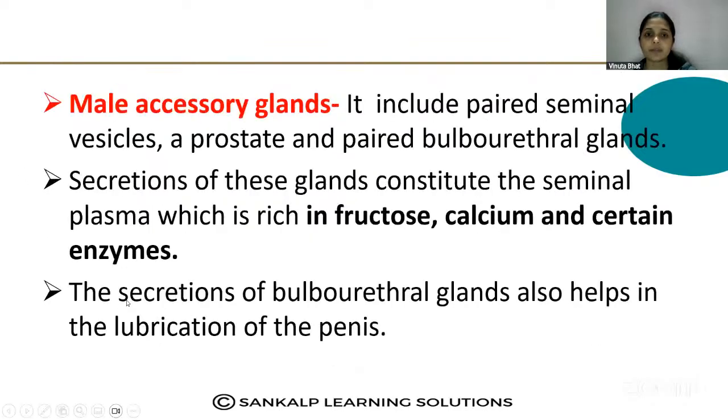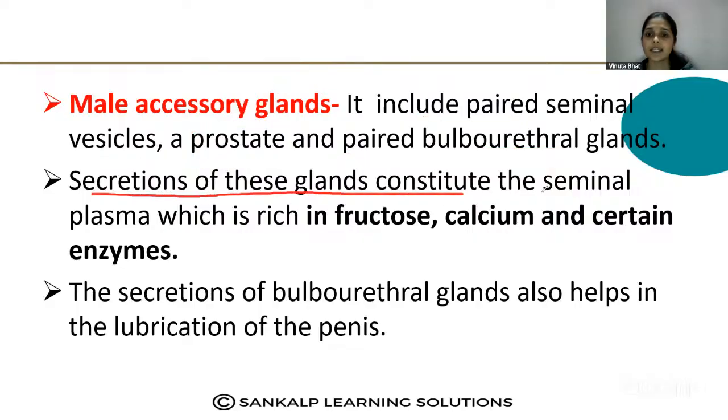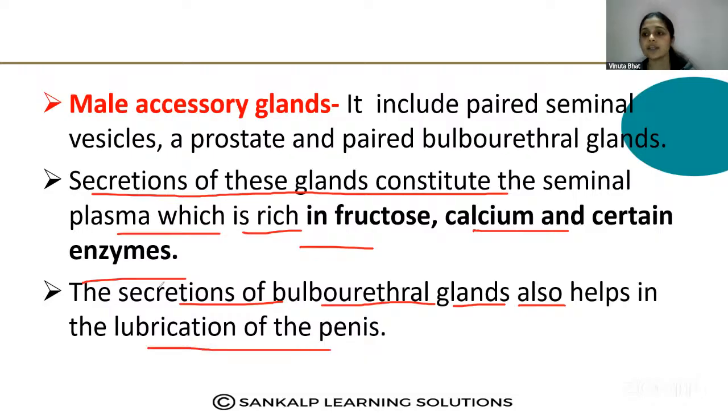through the urethra. Then the male accessory glands: seminal vesicles, prostate and paired bulbourethral glands. Here the seminal vesicles are paired, but the prostate gland is unpaired, or single. The bulbourethral glands are paired. Very important here: the secretion of these glands constitutes seminal plasma, which is rich in fructose, calcium and certain enzymes. The secretions of the bulbourethral glands also help the lubrication of the penis.